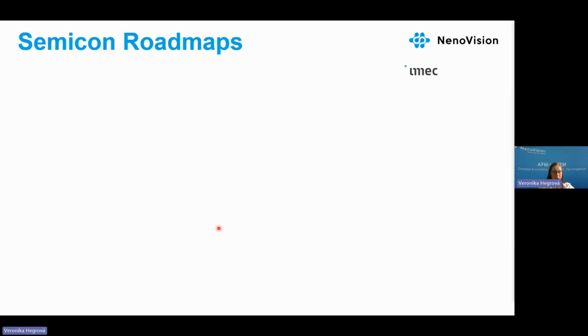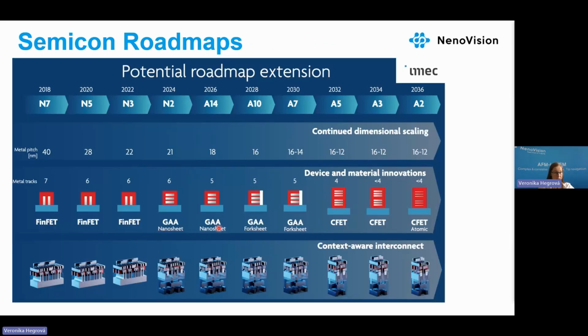IMEC created quite a nice potential roadmap extension, which I liked very much. So as you can see, from 2018, there was a 7 nanometer technology. Nowadays, we're getting smaller and we're around 2 nanometer technology. And it's expected to go even to smaller devices. But there is, of course, some limit.